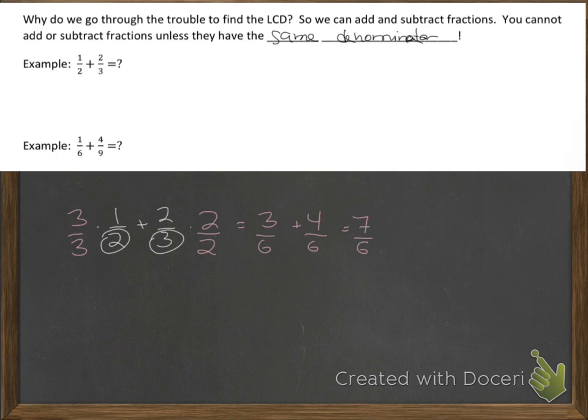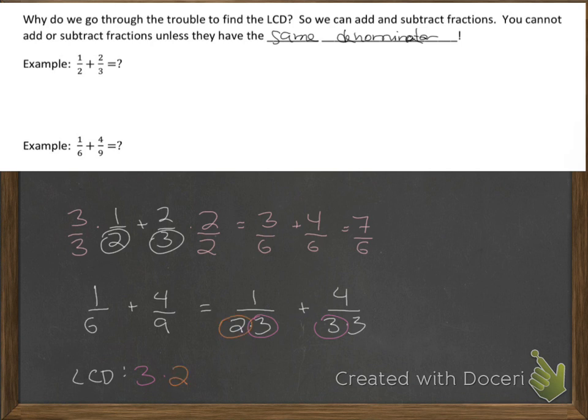Likewise, if I have 1 over 6 plus 4 over 9, 6 and 9 are not the same. So how can I do this? Well, the first thing I want to think about is doing prime factorizations of both my denominators. So 6 is 2 times 3. 9 is 3 times 3. So let's use the same procedure to build our least common denominator. Well, they both have a 3, so we're going to put a 3 in there. Then this guy has a 2, which the other guy doesn't have. And this guy has an extra 3, which the other guy doesn't have.